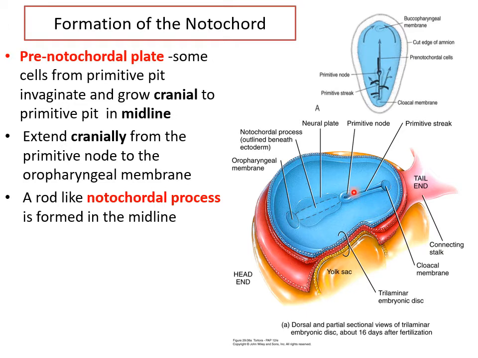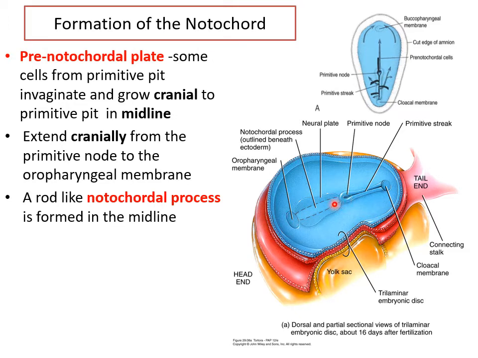Now, while the primitive streak is giving rise to the mesoderm, these cells are migrating through the primitive streak. And note another thing happening. A collection of cells from, again, the epiblast only. Remember, the blue is all epiblast. Some cells don't go to form the mesoderm, but they will go down below the epiblast from the primitive pit. They invaginate downwards or ventrally, but remain in the midline and grow cranial to the primitive pit. That is shown by the dotted line extending towards the oropharyngeal membrane, but they don't go beyond the oropharyngeal membrane as seen in the picture.